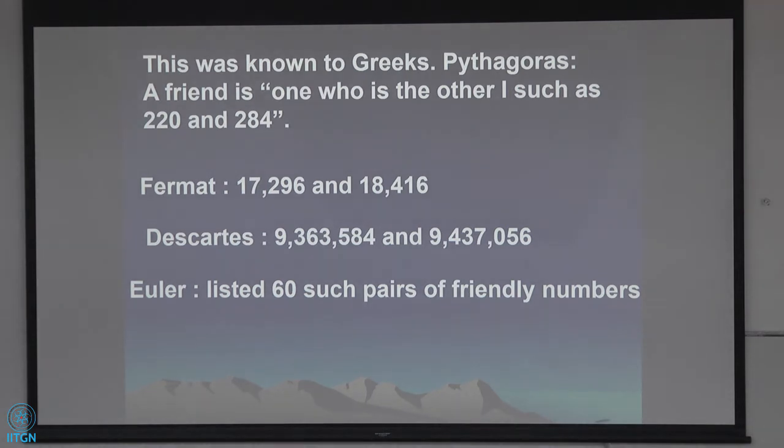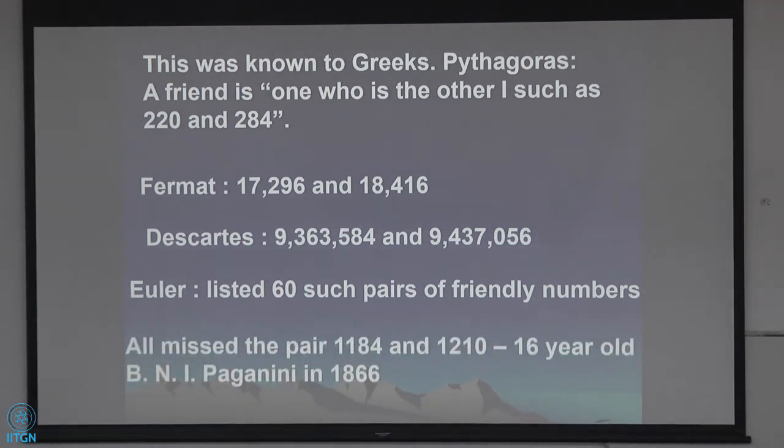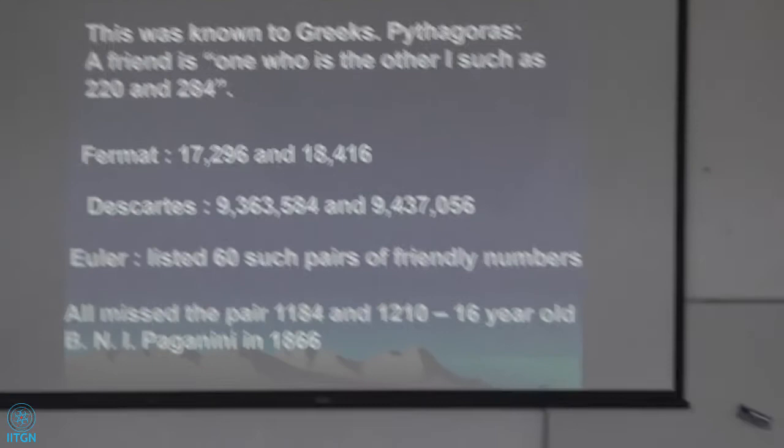But all these great geniuses missed these 2 small numbers, 1184 and 1210. This was found by a 16-year-old school student in Italy. All these people missed it because they were looking for a hidden formula to generate the numbers. Nobody will tell the formula; I have got some pattern and then I will try to generate. But these 2 numbers come out of that pattern, so they missed it.